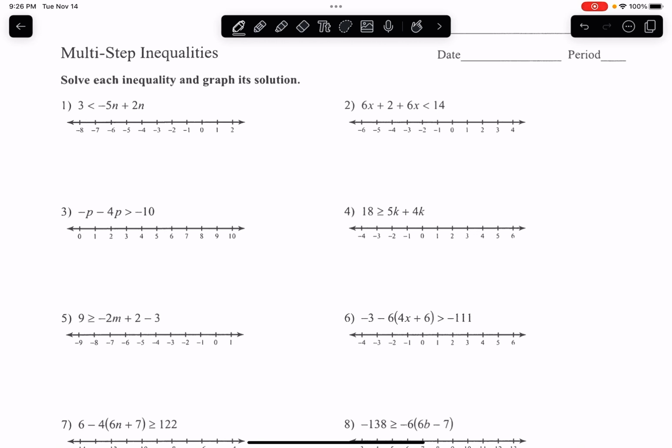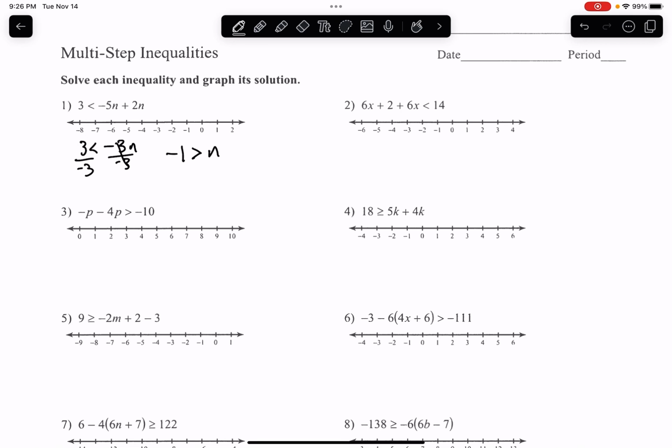So that'll be my first line here. I'm going to bring down my 3 and less than, and I'm just going to start manipulating these coefficients. So negative 5n's plus 2n's is going to leave us with a negative 3n. And to solve this, we just got to divide by negative 3 and divide by negative 3. And that tells us that negative 1 is, we flip the symbol because we divided by a negative. So negative 1 is greater than n.